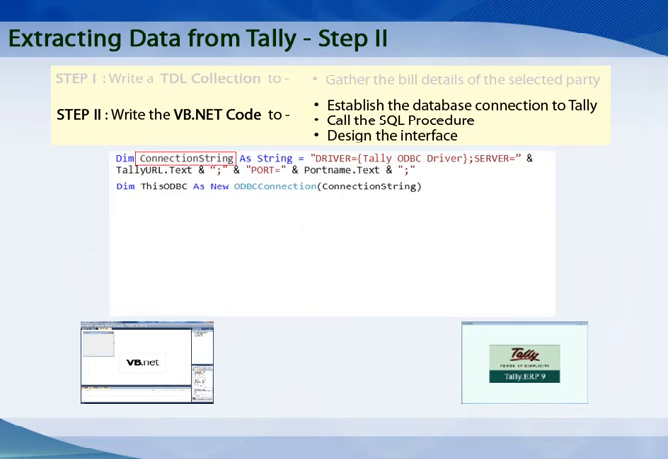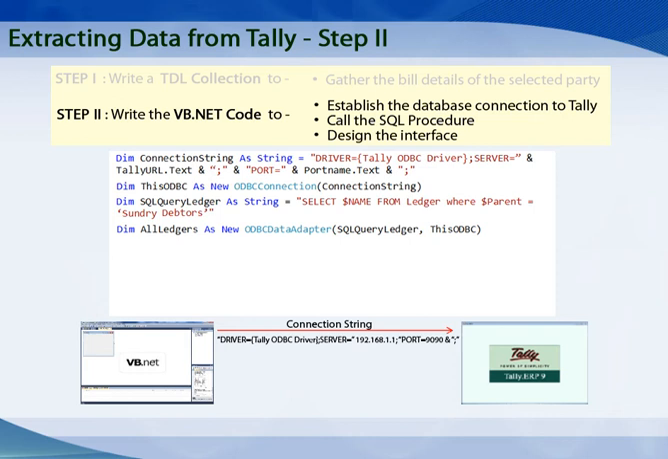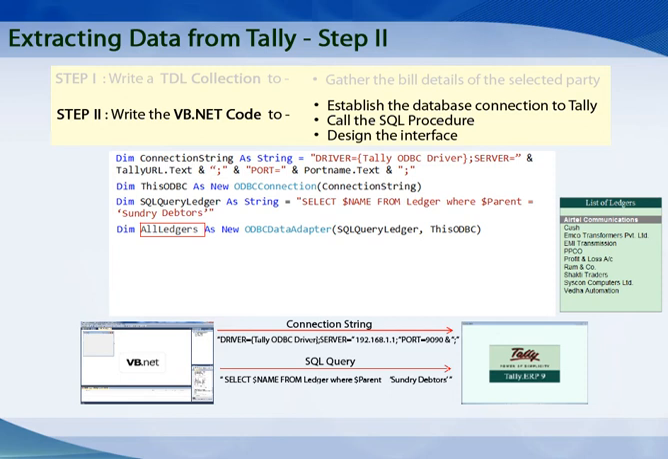A variable connection string of type string is declared, which is set to the ODBC driver connection string value. An object, this ODBC, is created which establishes connectivity using this variable. A variable SQL query ledger is declared to hold the SQL query string. Also, an object allLedgers is declared which sends the SQL query to Tally using the ODBC connection object this ODBC. After this, all the ledgers from the active Tally company will be held by the object allLedgers.